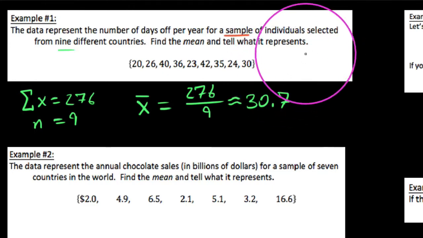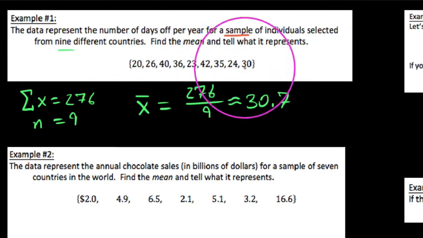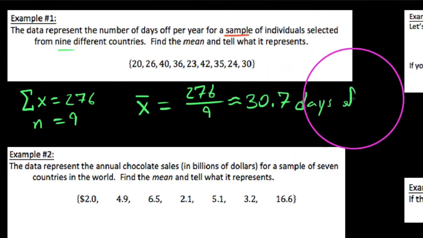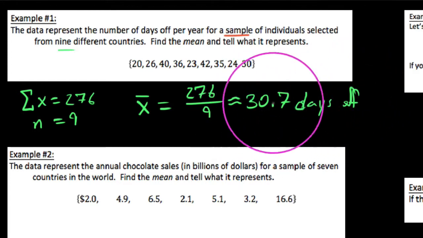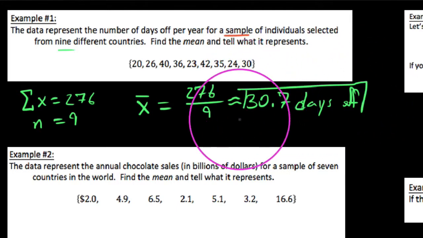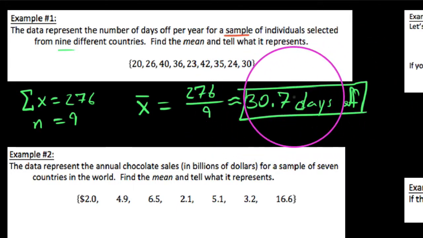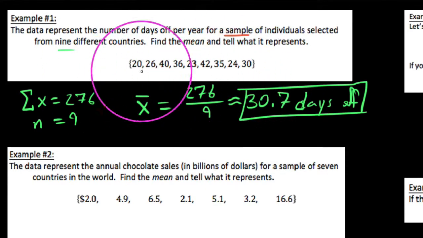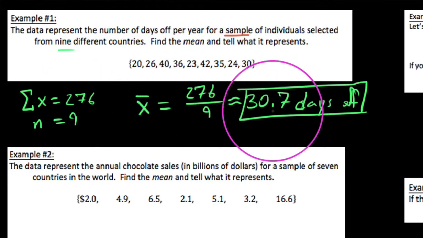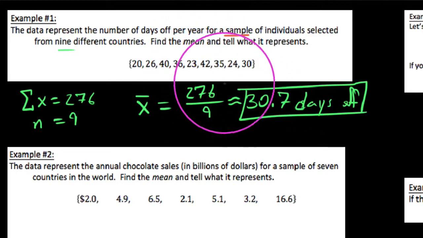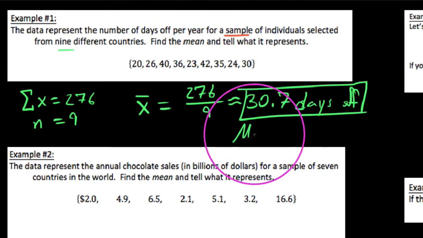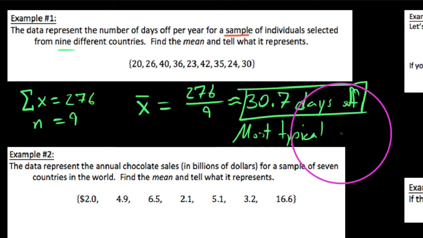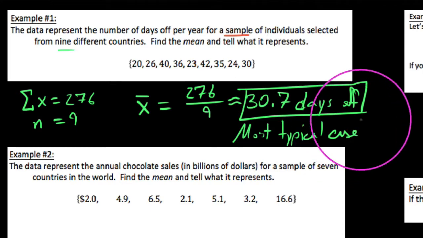We want to tell what this represents. So keep in mind this was number of days off per year. So we say days off, we could say per annum or per year. And then this would be our sample statistic. What it represents is where the middle of the data would be. If we were to put this data into an array, that is, put it in order, you would find that 30.7 is relatively in the middle of all this. And also, we say that this is the most typical case. So we interpret the average as meaning the most typical case for a set of data.